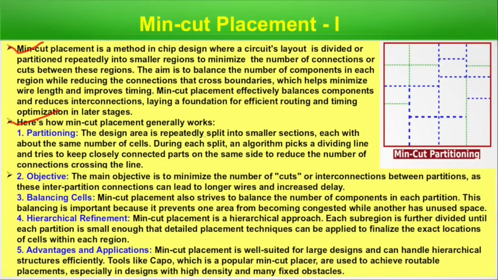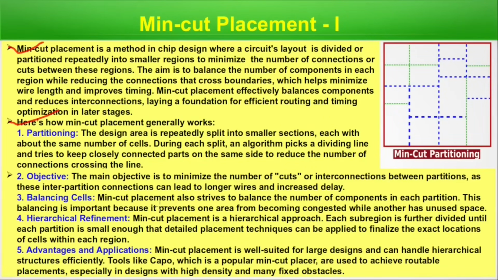Partitioning. The design area is repeatedly split into smaller sections, each with about the same number of cells. During each split, an algorithm picks a dividing line and tries to keep closely connected parts on the same side to reduce the number of connections crossing the line. Objective. The main objective is to minimize the number of cuts or interconnections between partitions, as this interpartition connection can lead to longer wires and increased delay.